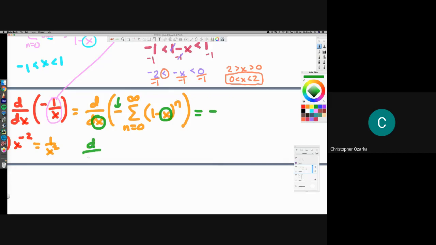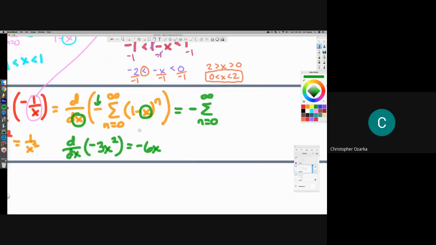So act like we're doing the derivative of negative 3x squared. Doesn't really matter. The negative would stay in the answer. You'd get negative 6x. The negative's still there. So we're going to keep the negative. We're going to keep the summation because the derivative doesn't do anything to the summation. The summation's with n. The derivative's only with x. Everything else, you don't have to worry about.